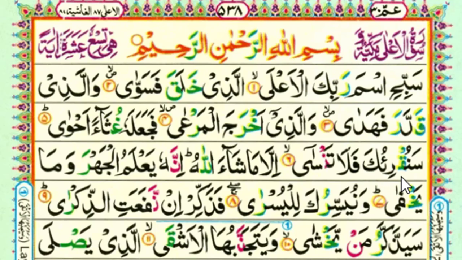Sanuqri'uka fala tansa. Sanuqri'uka. This qaf we read in heavy sound, and also we make qalqala, which is the weak qalqala. Sanuqri. Ra we read in light sound because there is kasra under the ra. Sanuqri'uka. Kaf we read again in light sound. Sanuqri'uka.